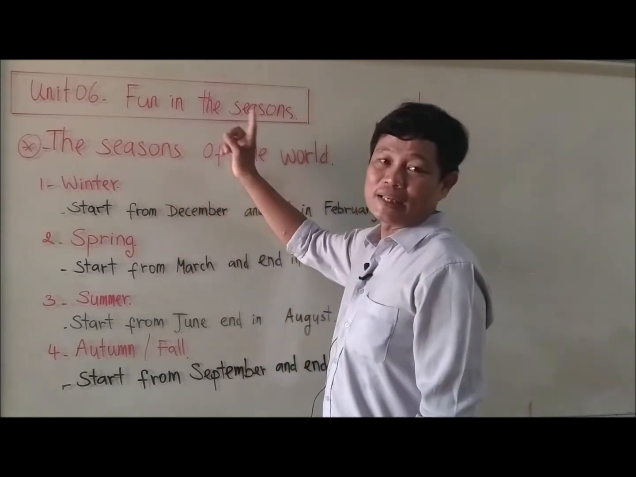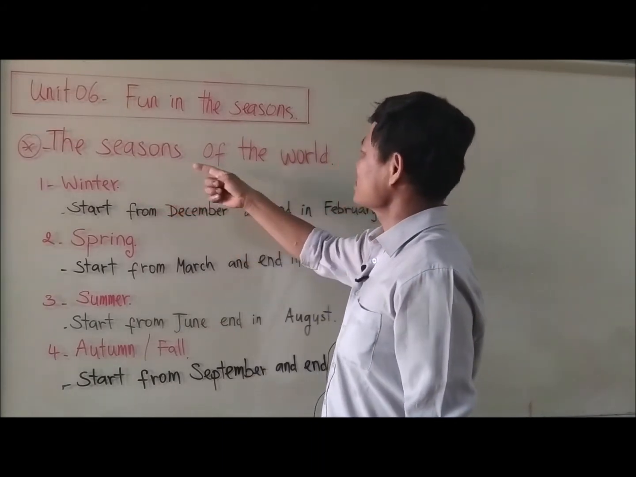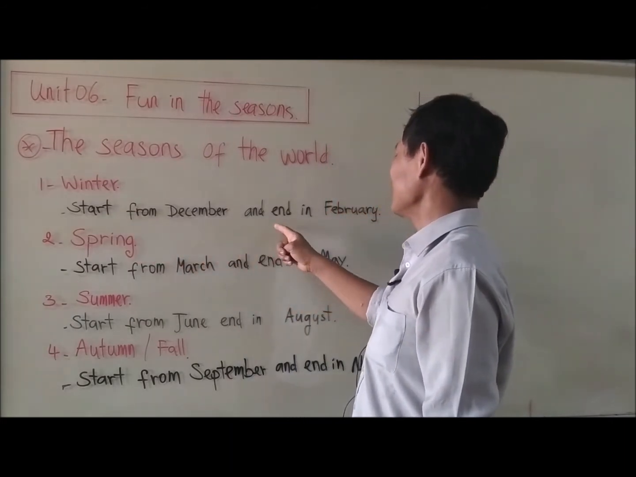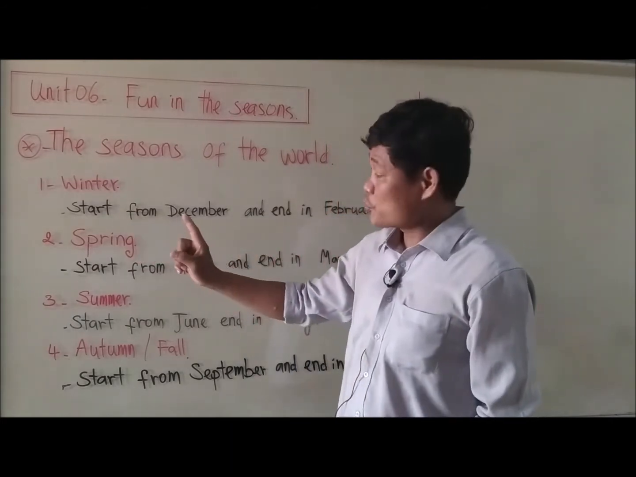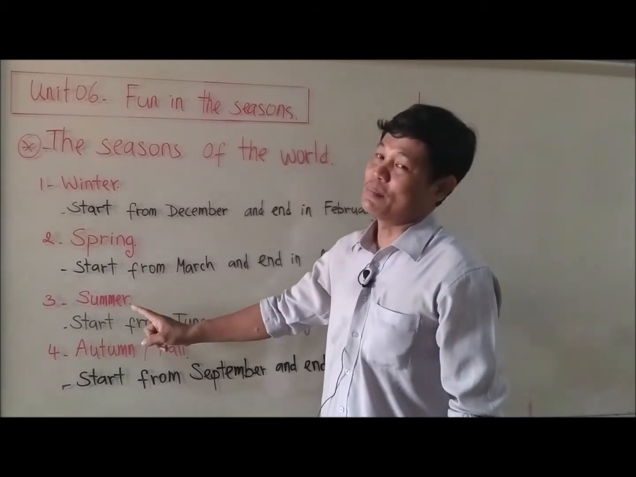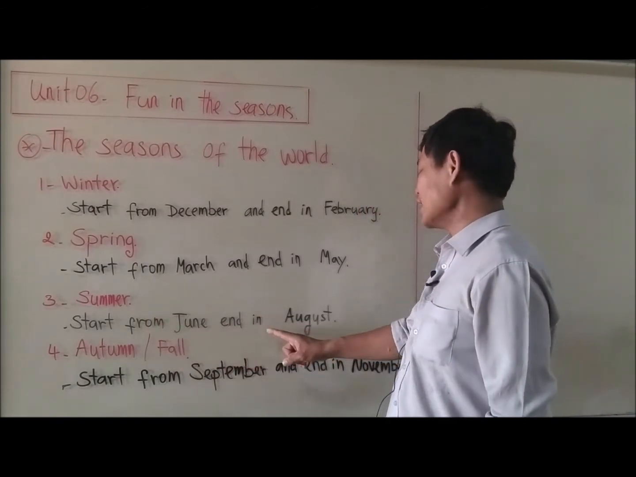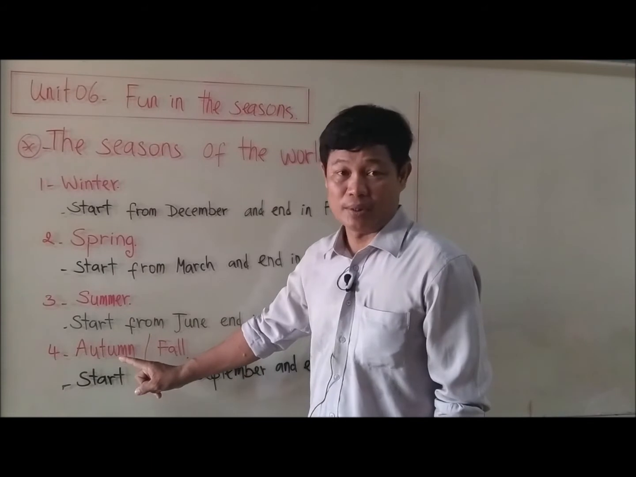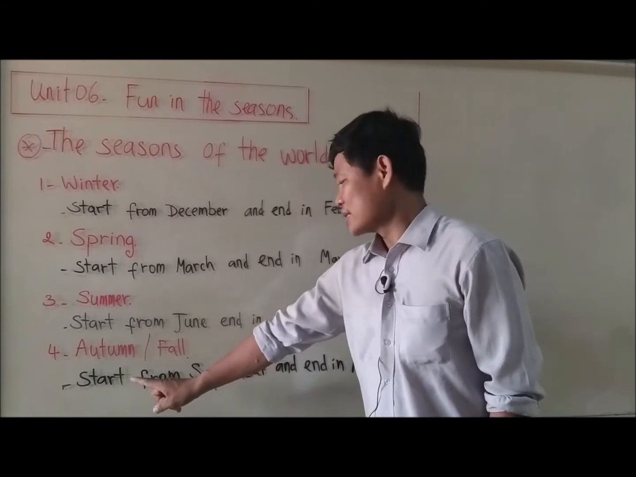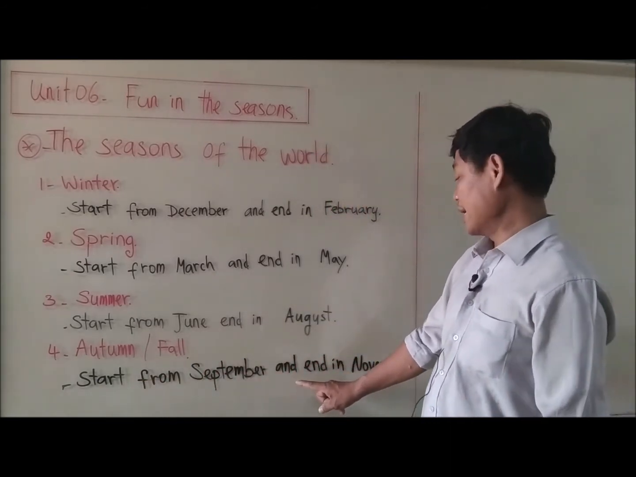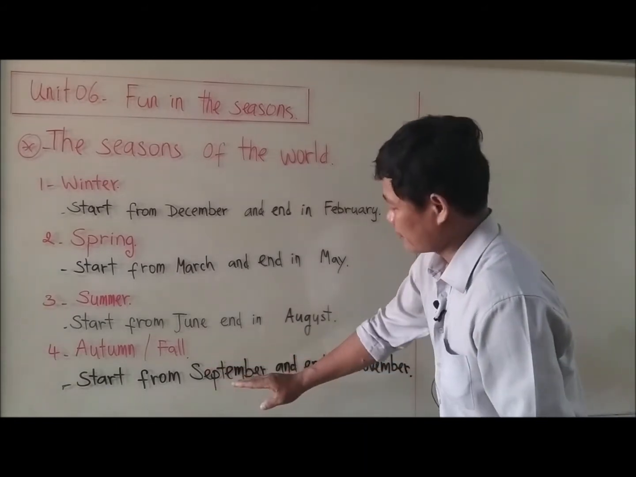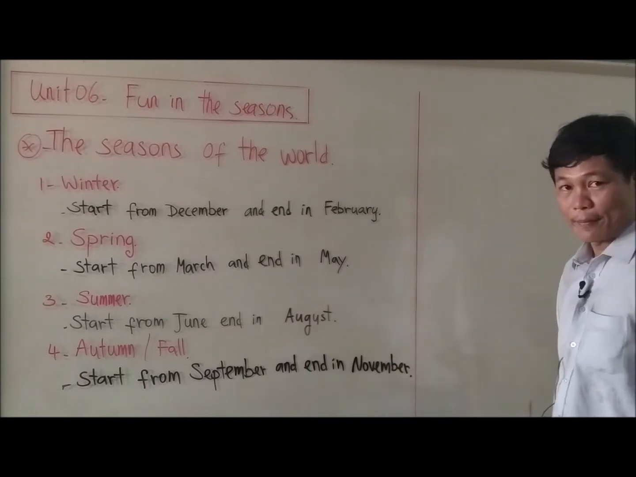Okay, then, now let's read together. Unit 6, fun in the season. The seasons of the world. Winter starts from December and ends in February. Spring starts from March and ends in May. Summer starts from June and ends in August. Autumn or fall, autumn or fall, starts from September and ends in November.